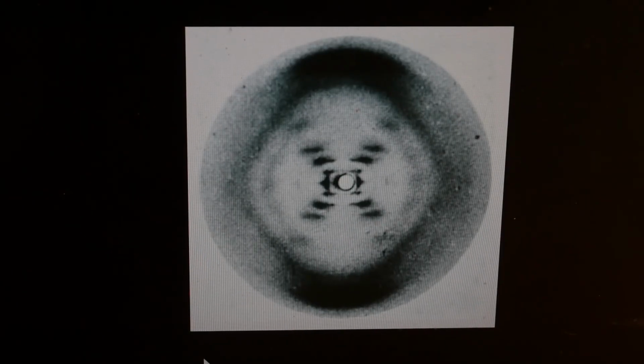This is the famous X-ray photograph that Rosalind Franklin took in about 1951 or so, of the DNA. It's an X shape. It's the world's most famous X-ray diffraction pattern, or the world's most famous X-ray photograph. And it was the one that told Watson and Crick and Rosalind Franklin that the DNA was a double helix.